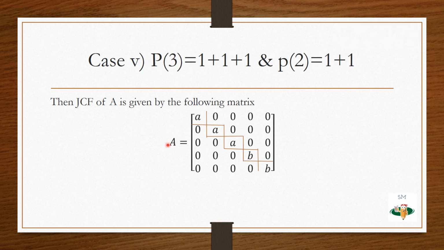Next case, P of 3 equal to 1 plus 1 plus 1 and P of 2 equal to 1 plus 1. So all are 1 cross 1 blocks. Therefore we just have to put a, a, a and b, b. Then the super diagonal entries will be 0, 0, 0 because all are in distinct blocks. That's all. So this is the case for type 2. Okay. These are the possible Jordan canonical forms of the given matrix, given the characteristic polynomial actually.